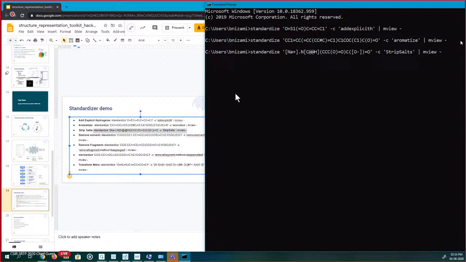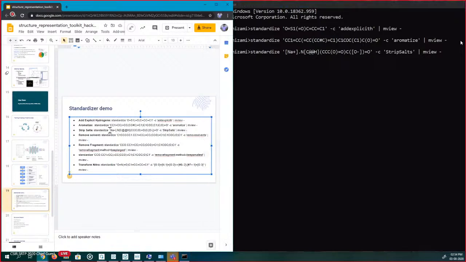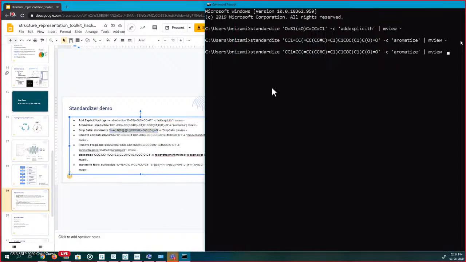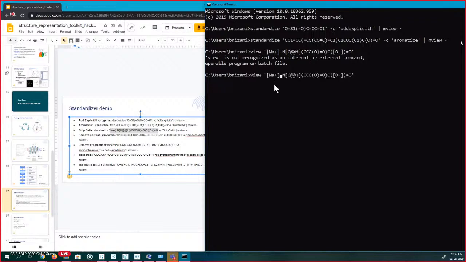So the next command is again standardize, and I'm giving this input molecule. I can also do one thing. I can show you this molecule right from the command line. So I will use Marvin view to see this input molecule. So I will say mview, and then I will put my molecule here. Okay, there is some error in my command, which is not view, it is mview.